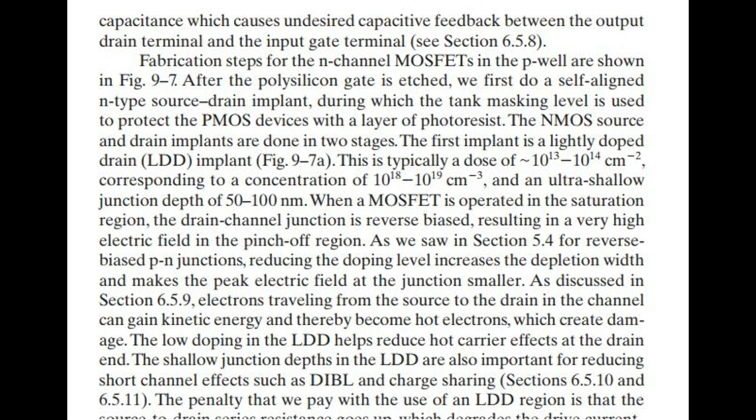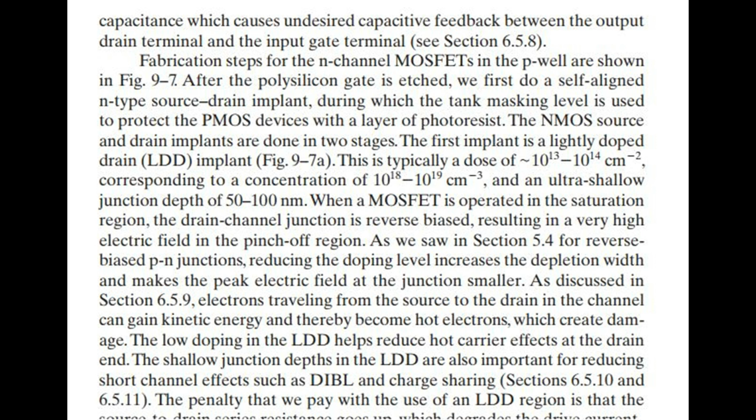Fabrication steps for the N-channel MOSFETs in the P-well are shown in Fig 9.7. After the polysilicon gate is etched, we first do a self-aligned N-type source drain implant, during which the tank masking level is used to protect the PMOS devices with a layer of photoresist. The NMOS source and drain implants are done in two stages. The first implant is a lightly doped drain, LDD, implant, Fig 9.7a.